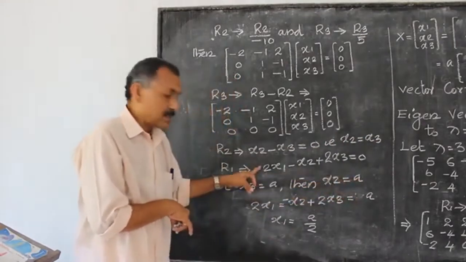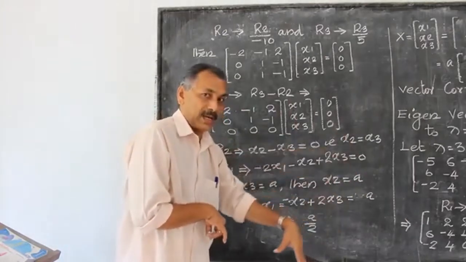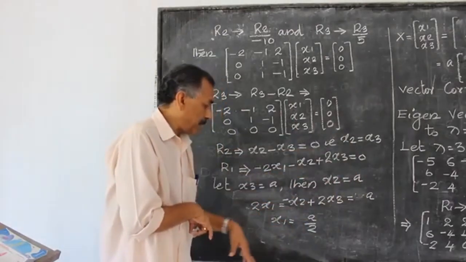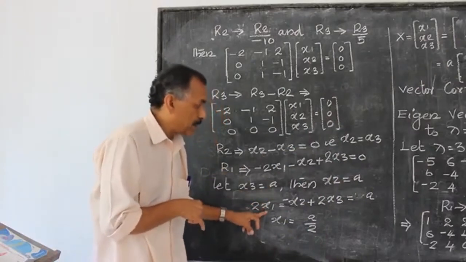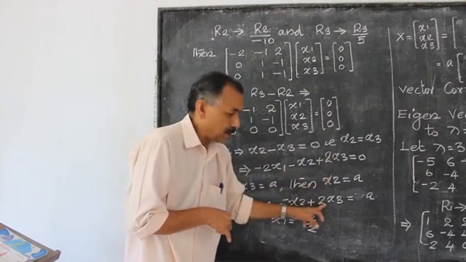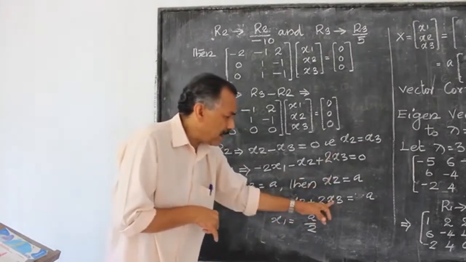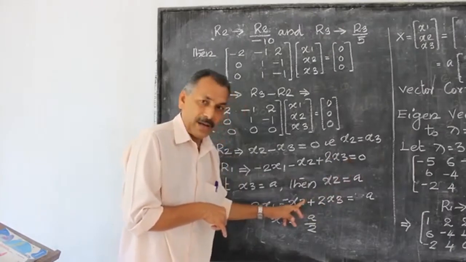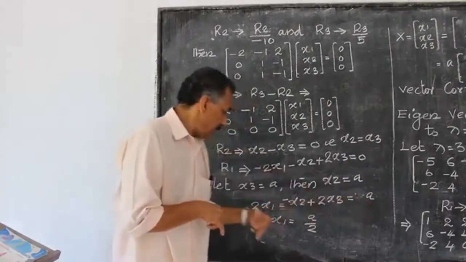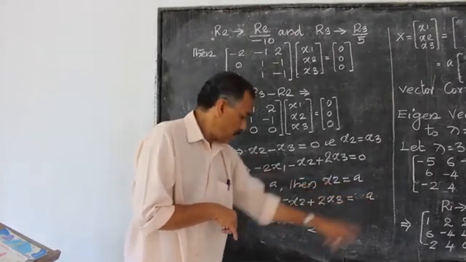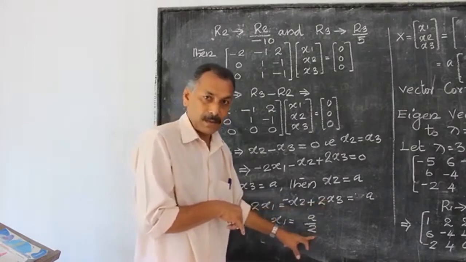In equation 1, moving to the right side, 2x1 is equal to minus x2 plus 2x3. Substituting x3 as a and x2 as a, we get 2a minus a, which is a. That is 2x1 is equal to a, or x1 is equal to a divided by 2.